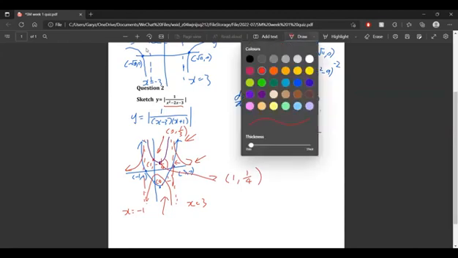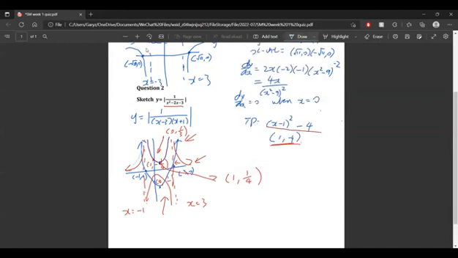So the final answer for this graph, let me switch to another color, is this edge here and this edge here.